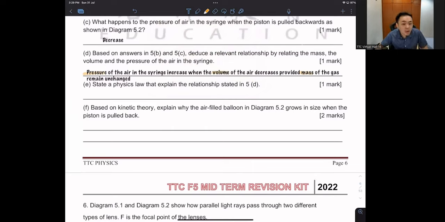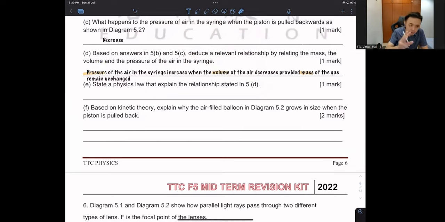Sequence doesn't matter. Normally we will put it in a way that makes more sense, like pressure increases when volume decreases. So this is your responding variable and this is your manipulated variable.